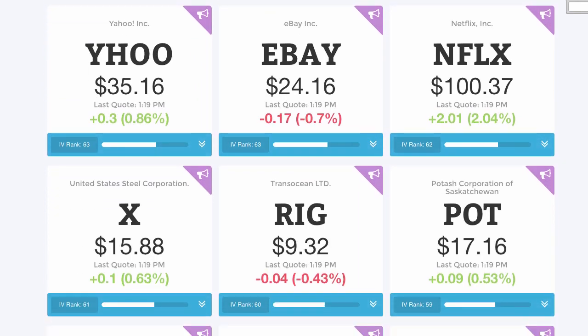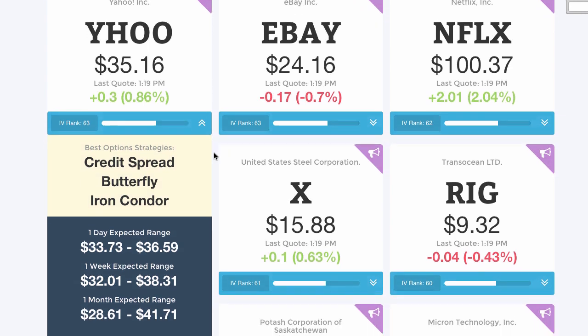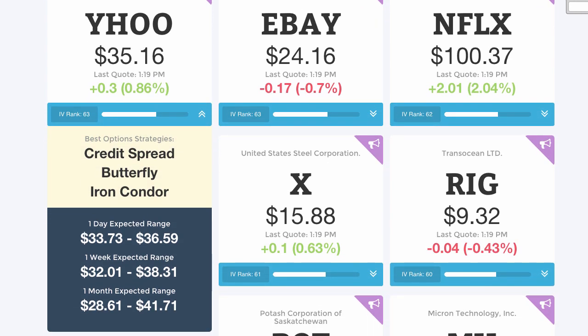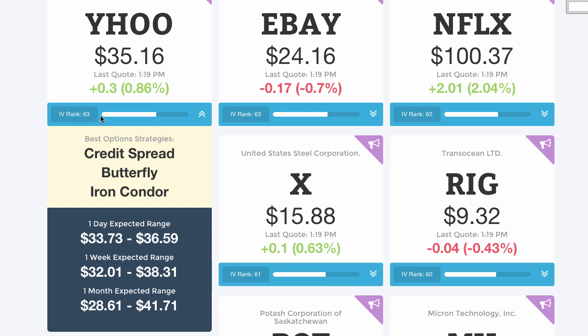If we go down to Yahoo, you can see that we have a little bit different implied volatility rank at 63. So it's not quite that 70 that we talked about before. It's not quite as high as 70. It's now between 50 and 70. So you can see that the color changes to a light blue.